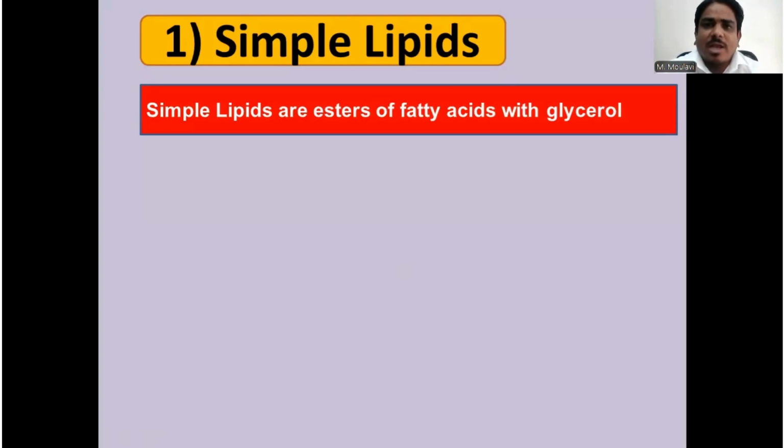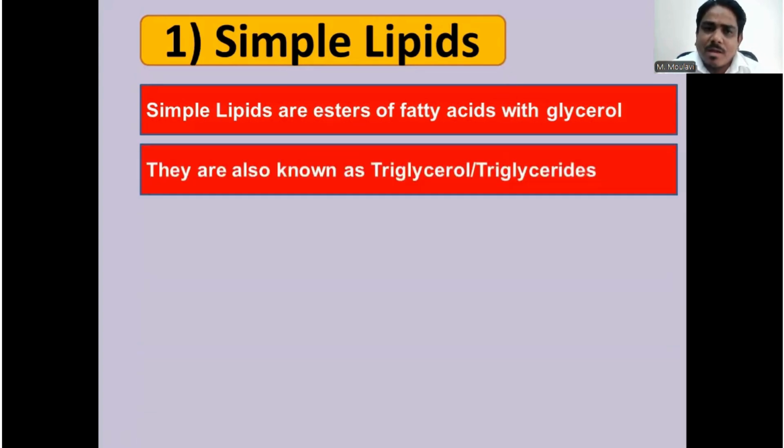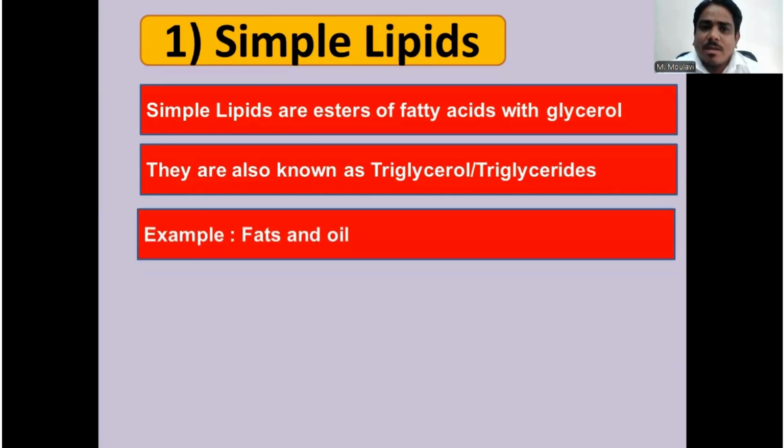For any kind of lipids, these two components are very basic, that is the glycerol alcohol and the fatty acids. Because they are esters of fatty acid with the glycerol, these simple lipids are also known as triacylglycerol or triglycerides. For example, the fats and oils in nature are examples of simple lipids.